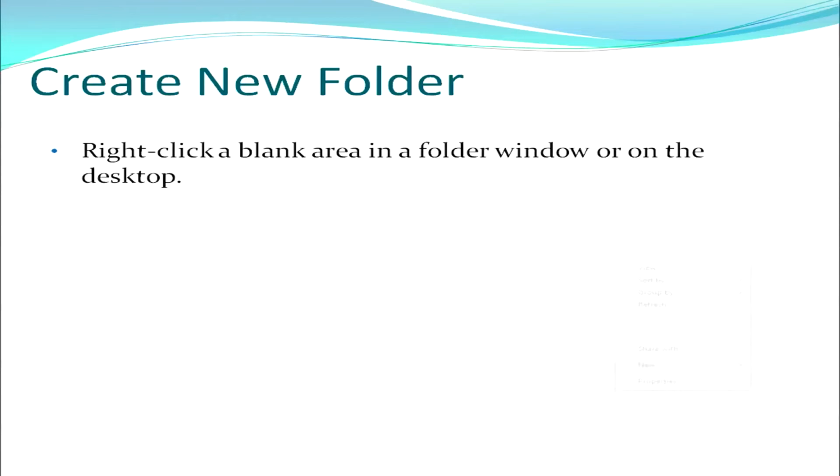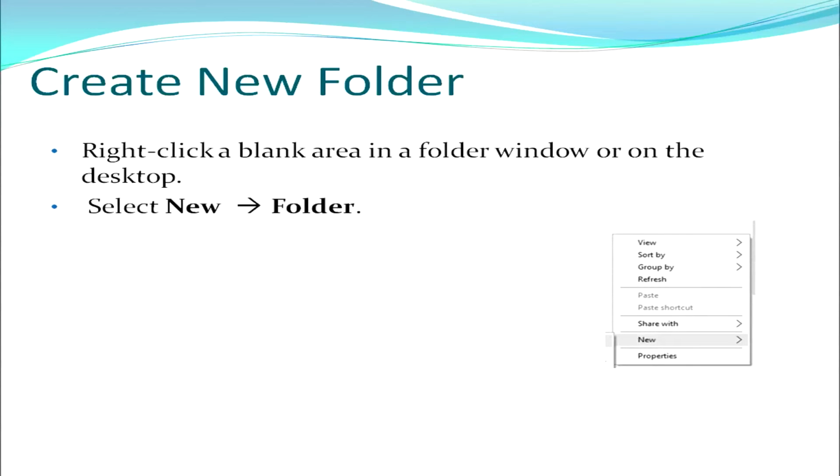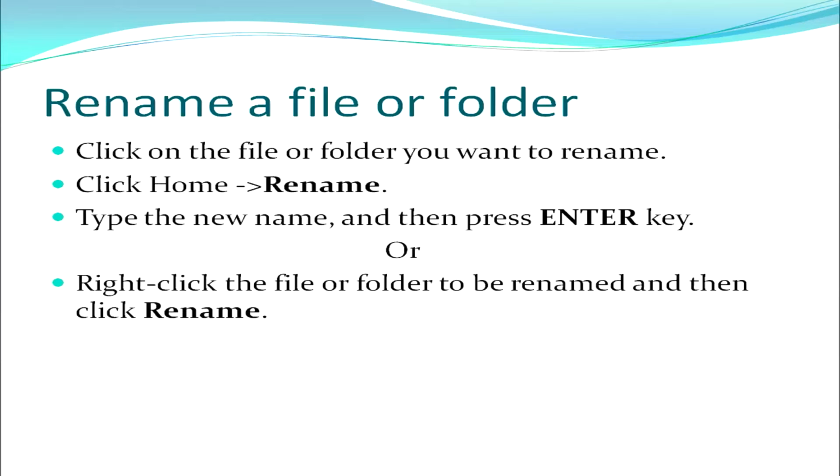First, let us see how a folder is created. You right click on the blank area in the folder window on the desktop. A menu will appear as shown on the screen. Select the New option, and from the New option select the Folder option. So, a folder will be shown and you can give a name to that particular folder and the folder is created.